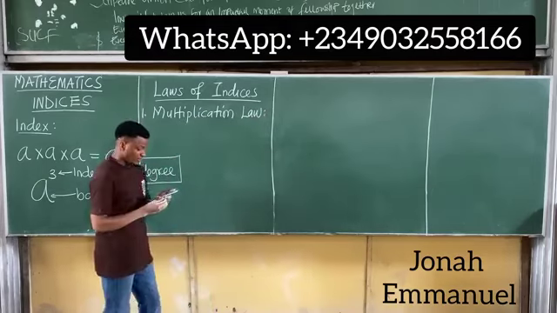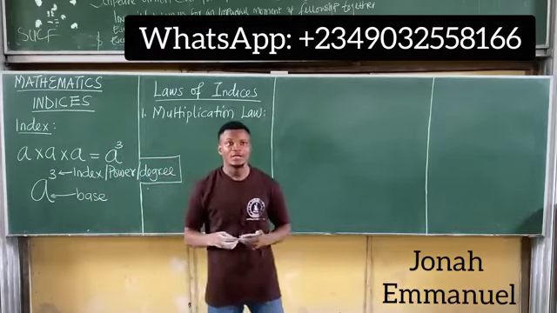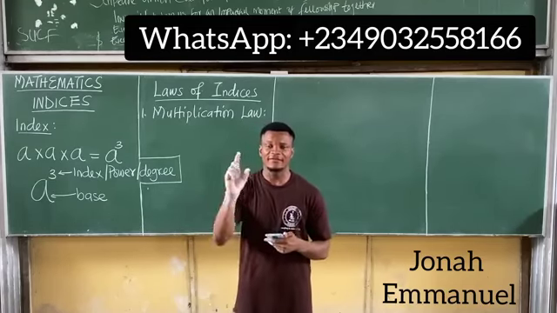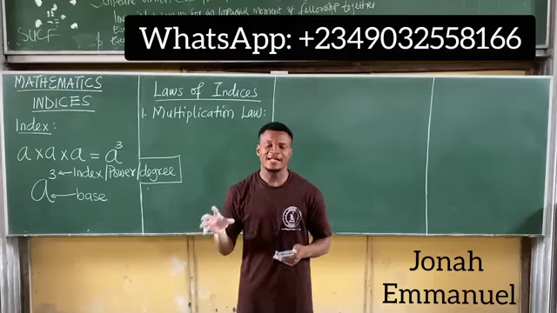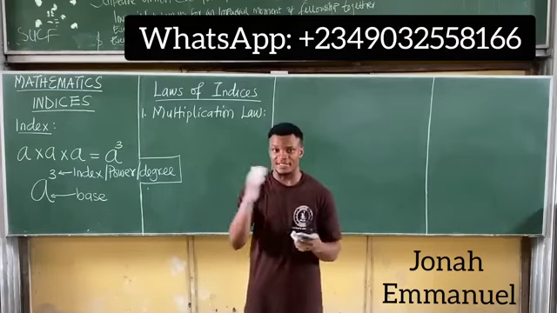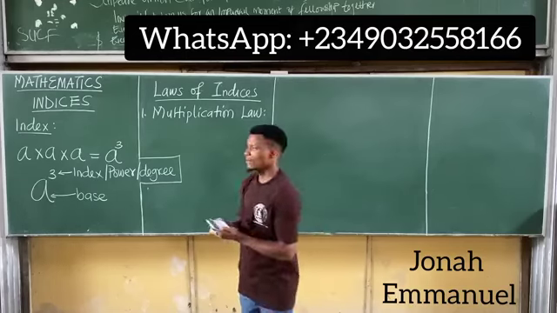For the multiplication law, the idea is simple. If I multiply the same base several times such that they have different indices, my final answer will be to just sum the indices, and I'll have my answer. Now, what do I mean?